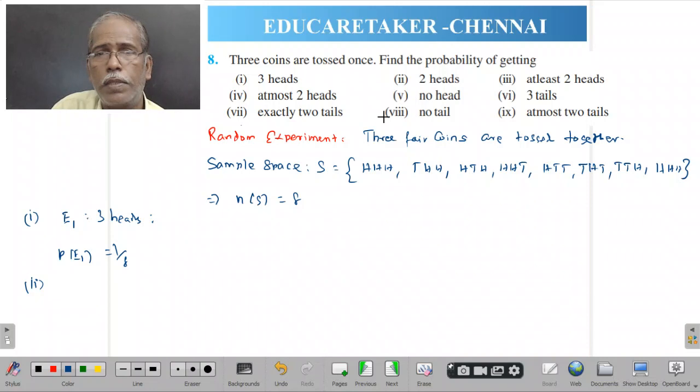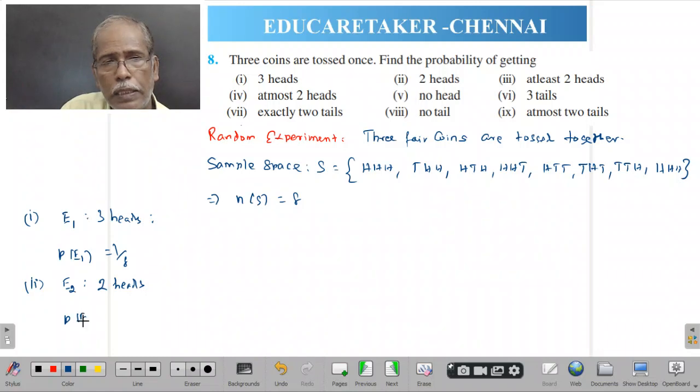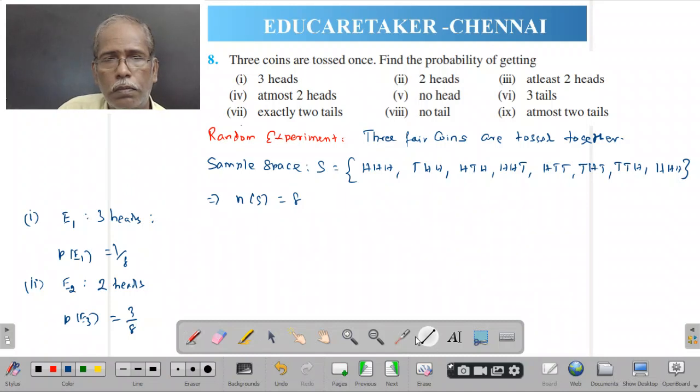Then we'll go to the second subdivision. The second subdivision, event E2, is obtaining 2 heads. 2 heads mean 3 possibilities. Then P of E2 is n of E2 by n of S. 2 heads mean 1, 2, 3, so 3 out of 8. Understood?